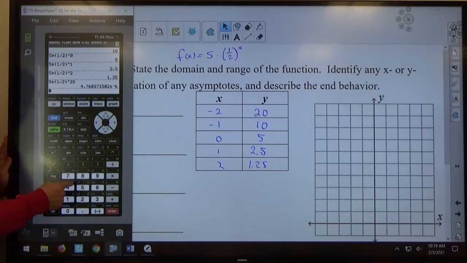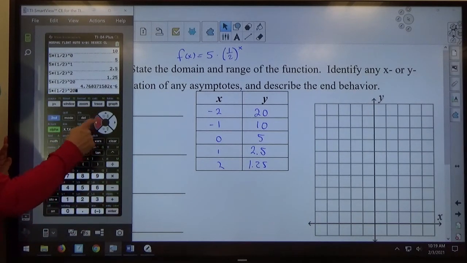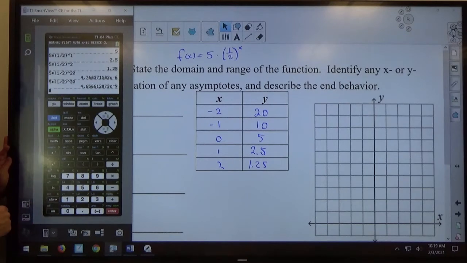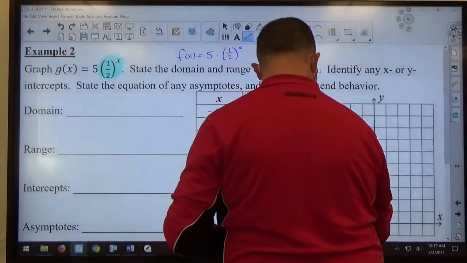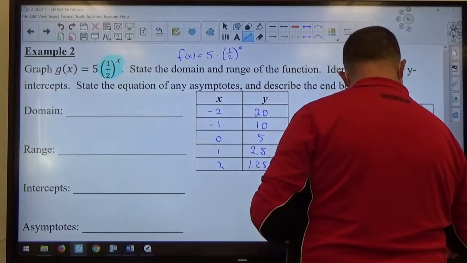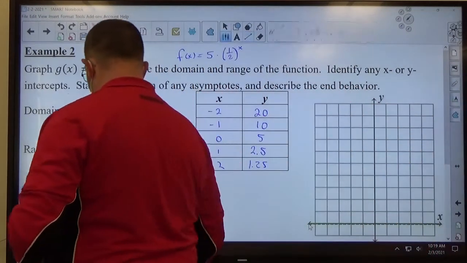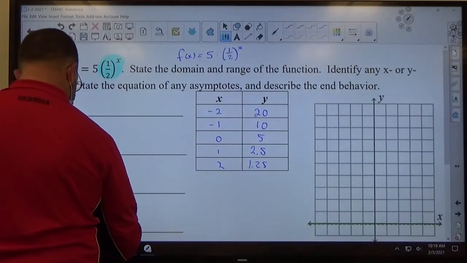Okay. If I try a bigger number, let's say the 30th power. That's 0.000000004. Seems like it's getting close to 0, right? So my asymptote here is going to be at y equals 0 again. So again, I plot my asymptote, the horizontal line where it happens, and I identify what it is. Y equals 0.